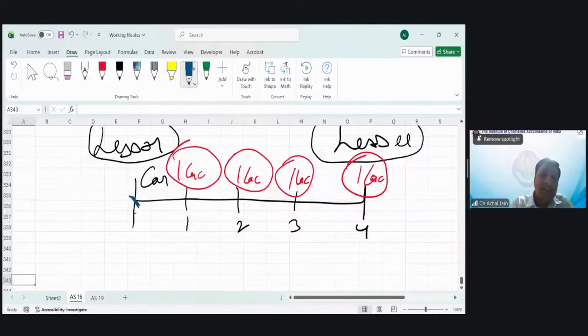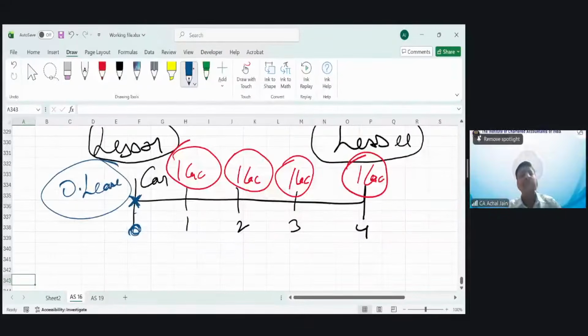Let's suppose we have done the assessment on day 0 and we found out this lease is an operating lease. So it's done. It's an operating lease. Correct? Now comes the point that how will the lessee record this? How will the lessor record this? Okay. So let's look at the lessee first of all.